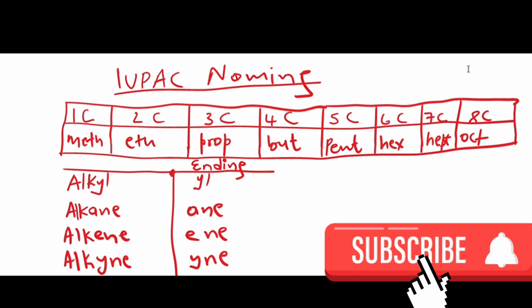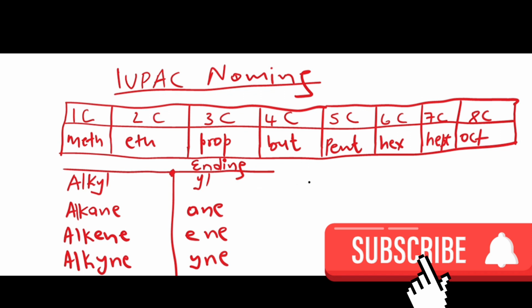When you name organic molecules, there are some rules that we need to follow. But before that, we need to understand this. If a chain has one carbon atom, we say meth. If there are two carbon atoms, we say eth. If 3, prop; 4, but; 5, pent; 6, hex; 7, hept; 8, oct, okay?